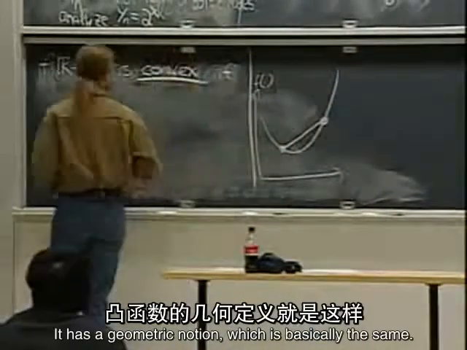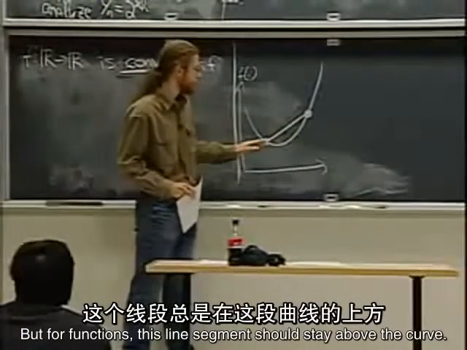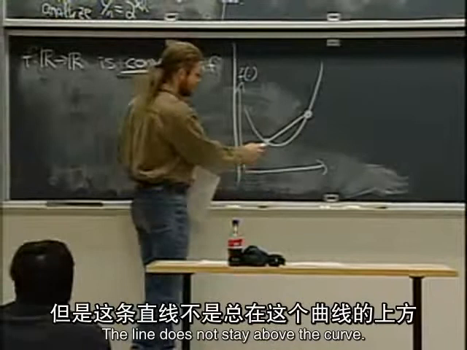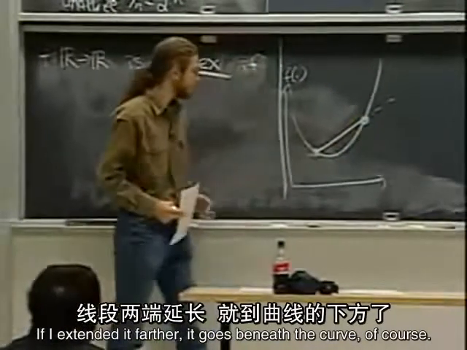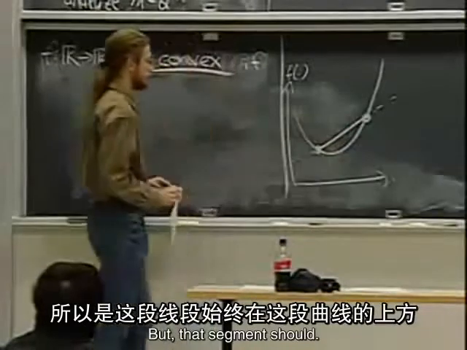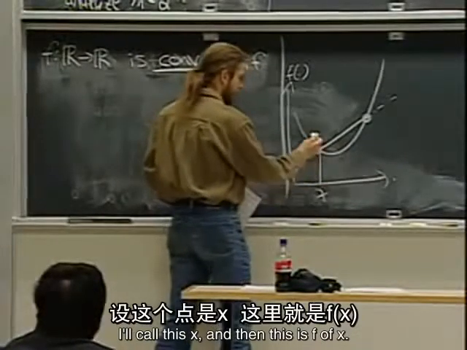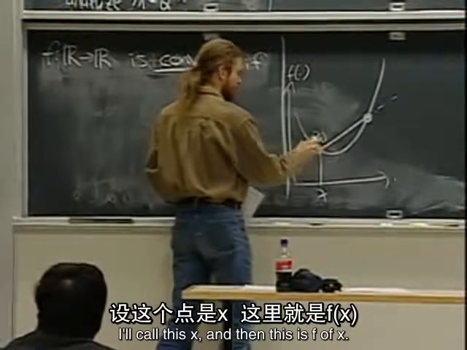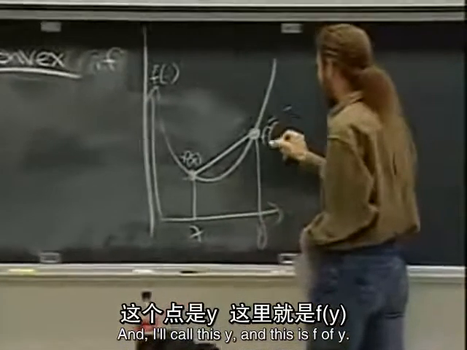It has a geometric notion which is basically the same. But for functions, this line segment should stay above the curve. The line does not stay above the curve if I extend it farther; it goes beneath the curve, of course. But that segment should. So I'm going to formalize that a little bit. I'll call this x, and this is f of x. And I'll call this y, and this is f of y.